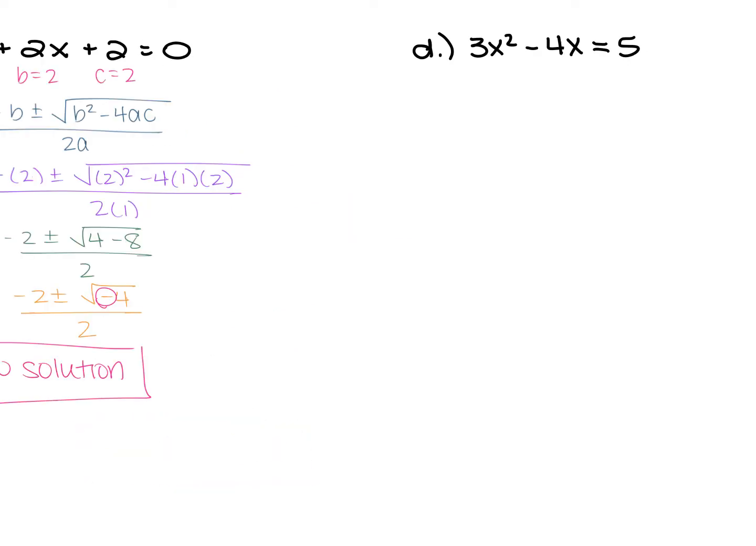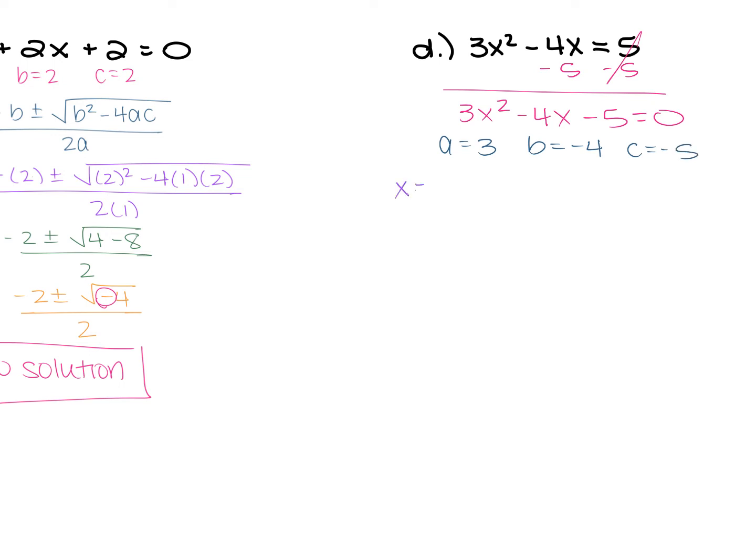For example D, we have 3x squared minus 4x is equal to 5. For this one, we're going to move our 5 over first, so we're going to subtract it from both sides. We get 3x squared minus 4x minus 5 is equal to 0. From here, we can identify our A, our B, and our C. A is 3, B is negative 4, C is negative 5.